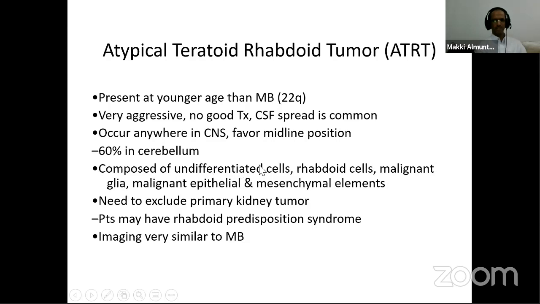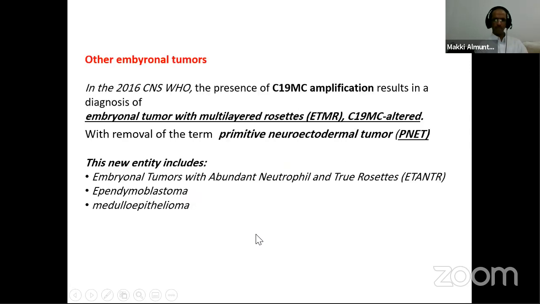It has undifferentiated cells, rhabdoid cells, malignant glia, and malignant epithelial and mesenchymal elements. So it's a mixed tumor. And it's also in the differential diagnosis of medulloblastoma. Embryonal tumor with multi-layered rosette. This is a new classification, and it was genetically marked with C19MC alteration. So embryonal tumor with multi-layered rosette, C19MC altered, and the term PNET was removed.